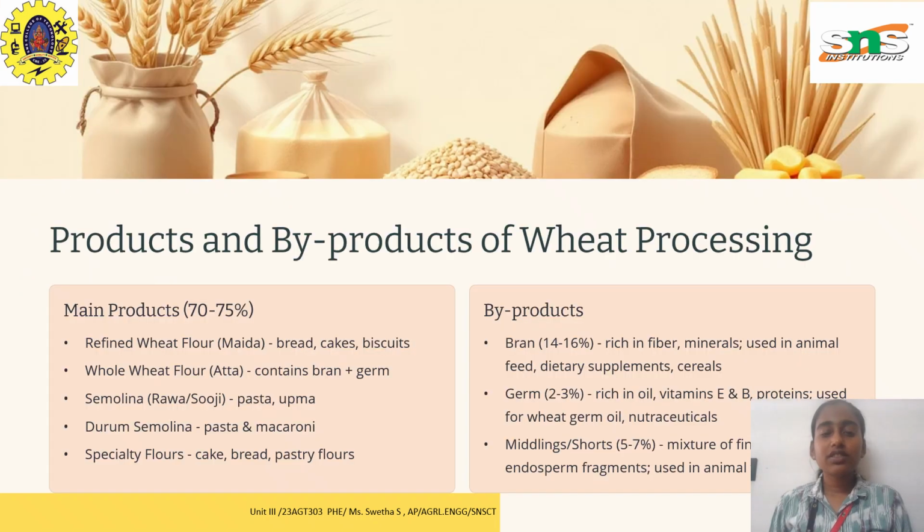And byproducts and products of wheat milling. The main products are 70 to 75% and the rest are byproducts. Main products, as we all know, are refined wheat flour or maida, whole wheat like atta, semolina and durum semolina, and specialty flours used in cakes, bread and pastries. And byproducts are bran, germ and middlings. They are rich in fiber and minerals, used in animal feed, and also used for nutraceuticals.